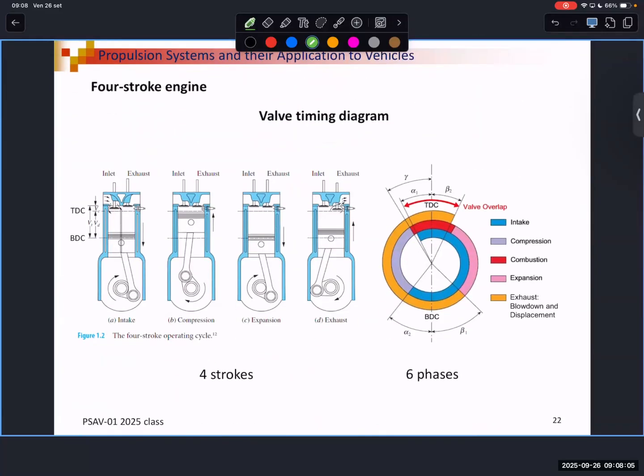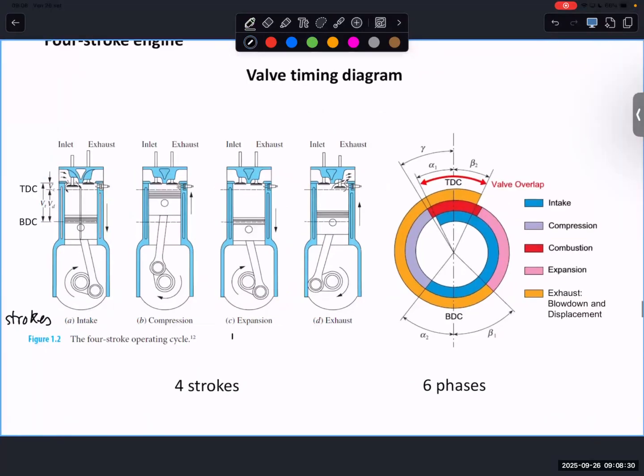So here we can have a summary of the strokes. The 4-stroke operating cycle: what we have here is the number of the different strokes, but we can consider 6 different phases on the 4 strokes. So here I remind you, you have the strokes. Expansion is also called power, and is, let's say, the motivation why we are building the engine.